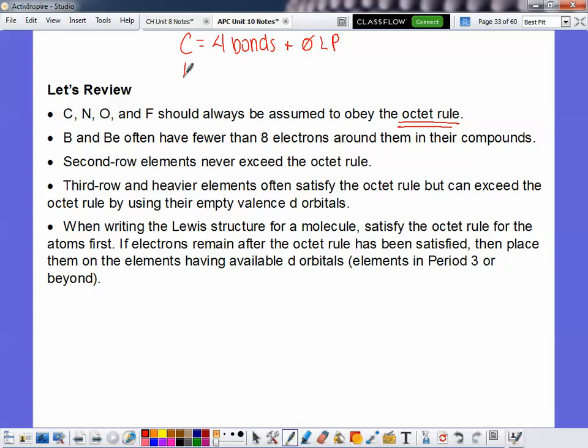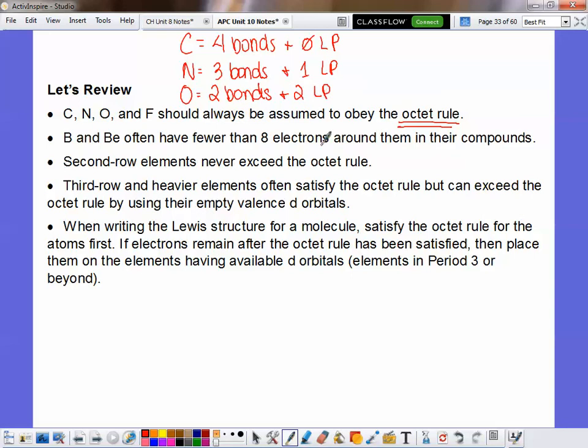Nitrogen likes to make 3 bonds and have 1 lone pair. Those 3 bonds could be a single and a triple bond, or 3 single bonds, or a double and a triple, but some combination of 3 bonds and 1 lone pair. That's what nitrogen likes to do. Oxygen likes to make 2 bonds and 2 lone pairs. Again, those bonds could be 2 singles or a double. For nitrogen and oxygen, it is possible for those atoms to not do this, but this is what they prefer. And we're going to see that in the next video when we talk about formal charges.